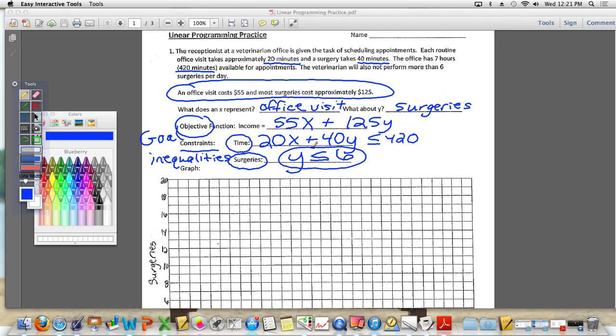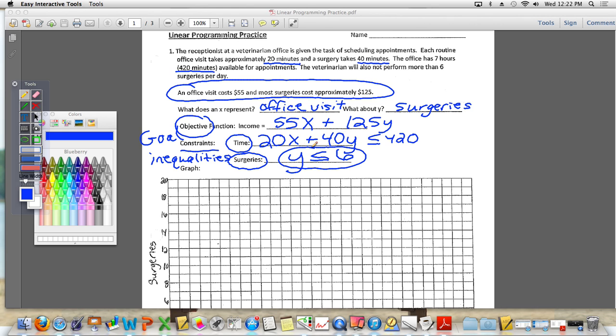y is less than or equal to 6. What kind of a line do you have? And don't say straight. Be more specific. Horizontal. Yeah, have a horizontal line at 6. Go ahead and draw that in right now. Is it going to be a dashed line or a solid line? A solid line.